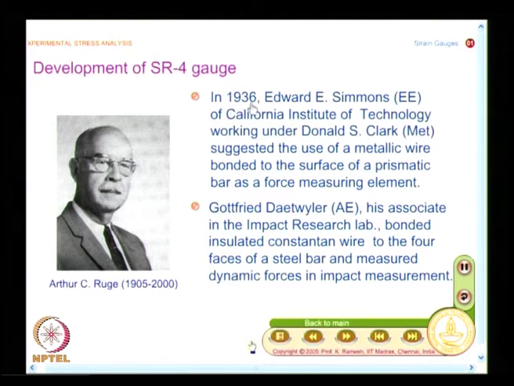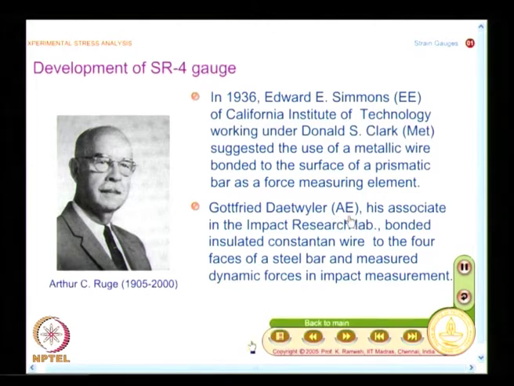1936 marked as a very important year for strain gauge development, and it was Simmons who suggested to bond a wire for measurement of stresses in an impact test. And he was an electrical engineer. He was working under Donald S. Clark, who was a metallurgy and material scientist, and the person who actually measured the force was an aerospace scientist.